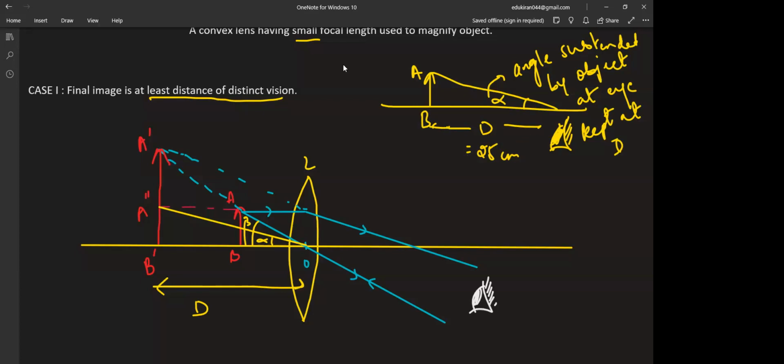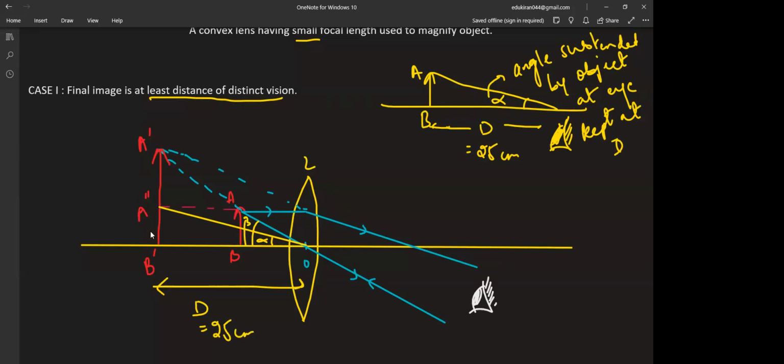Ma'am, in both the figures D is different? No, D is the same in both the figures. In the second case, in this bigger figure with the lens part, we have not kept the object at D. Here also D is 25 centimeters.